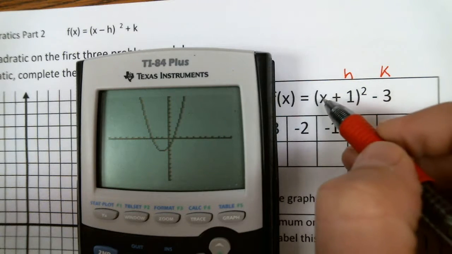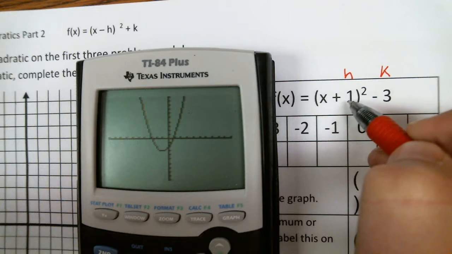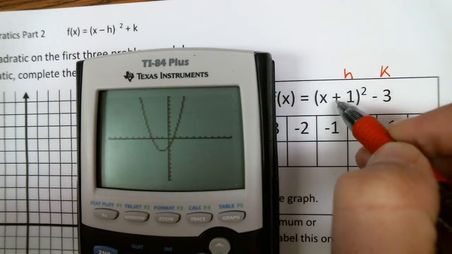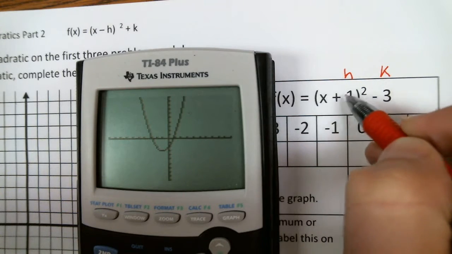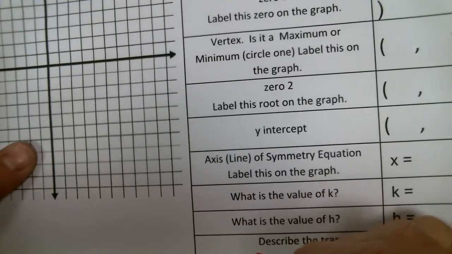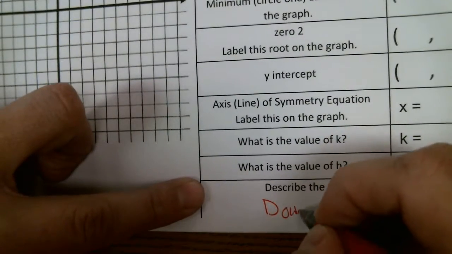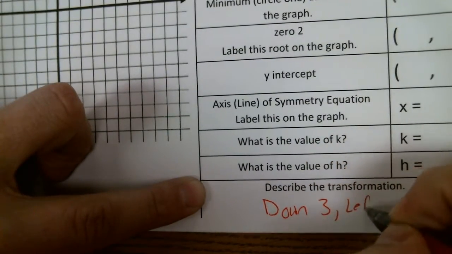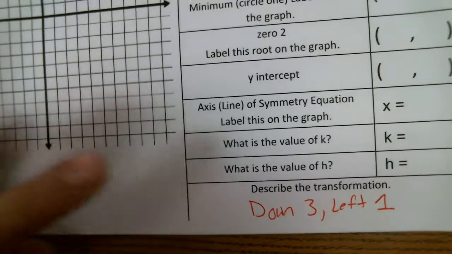So last problem, when it said x minus 2, we went to the right 2. Now it says plus 1. I'm going to go left 1 unit. Down 3, left 1. I'm going to go ahead and skip to the bottom here. Down 3, left 1.